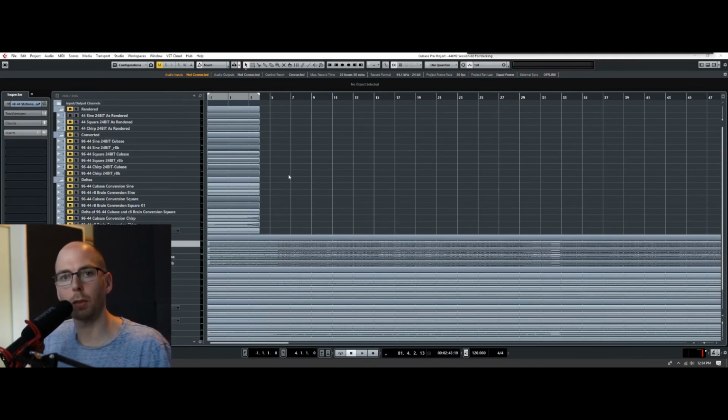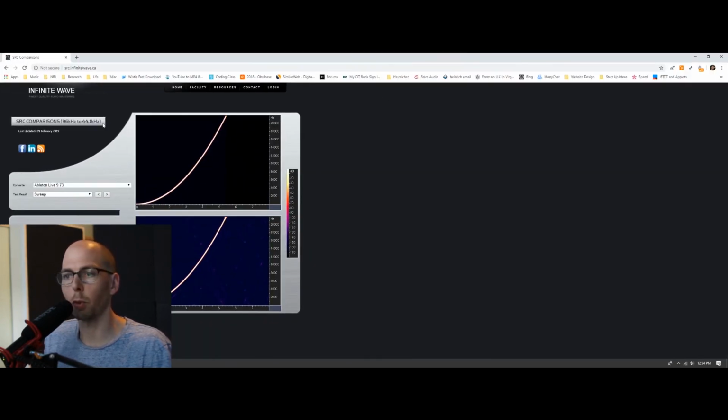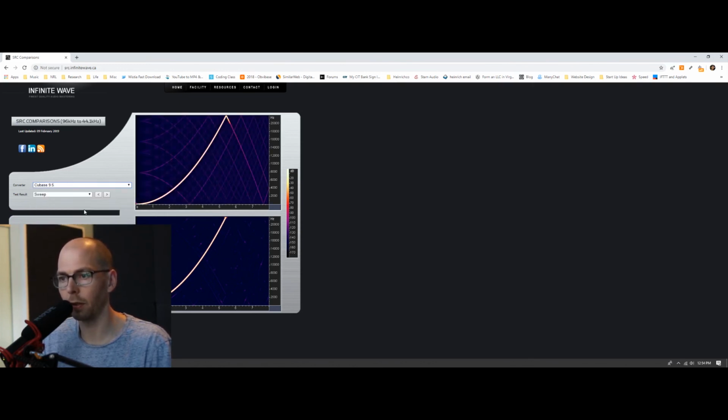So there is something else I want to point out. There is a website that has done a bunch of this sample rate conversion analysis already. It's called src.infinitewave.ca. And this graphically shows you the noise and aliasing introduced by the different algorithms used to convert the sample rate. So just to show you, the two that I used today were Cubase 9.5 and the R8Brain, the free version, right here.